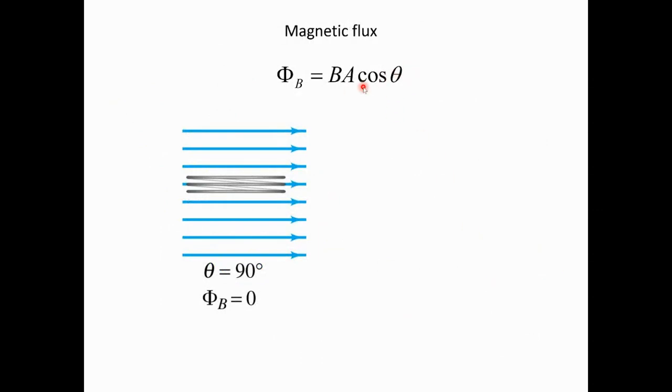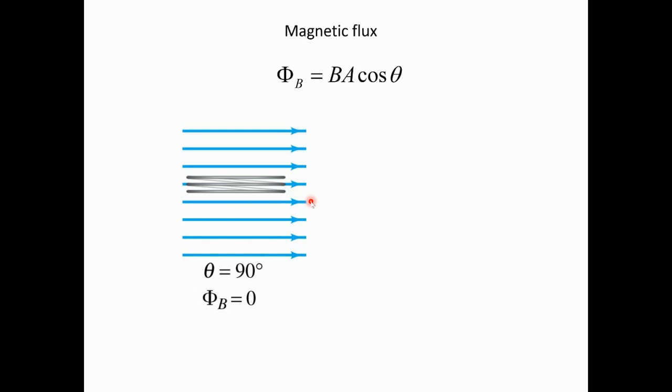All right, so because of this cosine theta, you can have no flux. In this case, there are 3 coils here that we're looking at from the top, as it were. And the angle between the magnetic field and the line that's perpendicular to the cross-sectional area of these circular coils is 90 degrees.